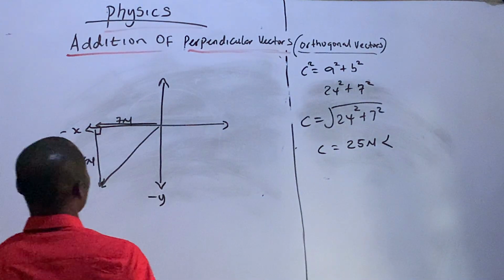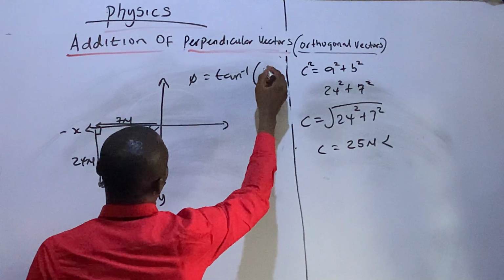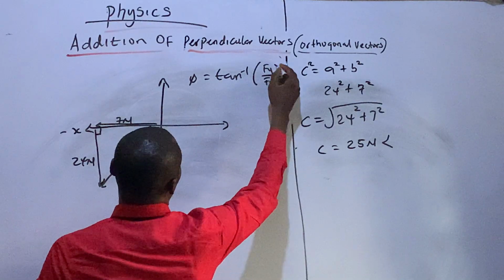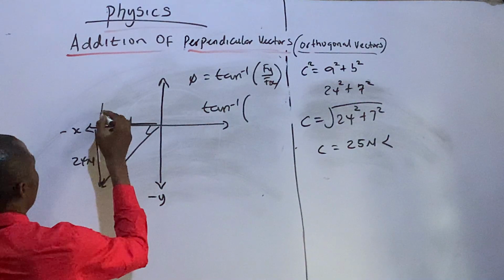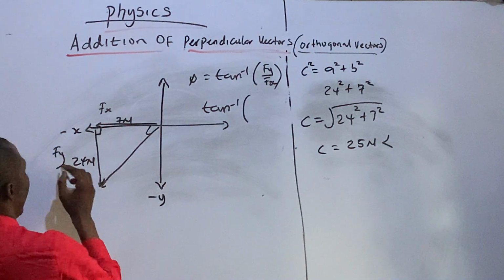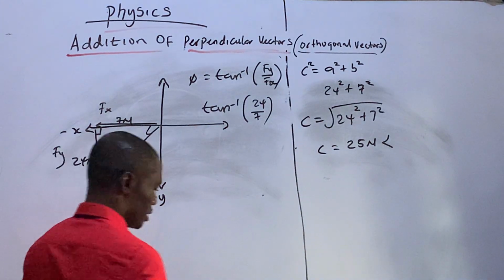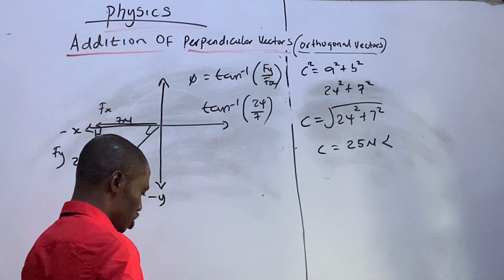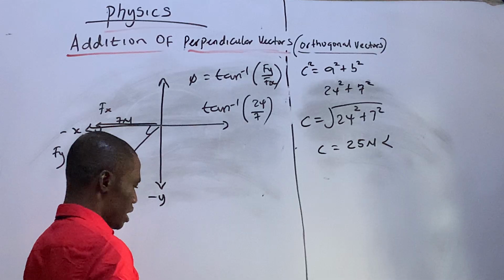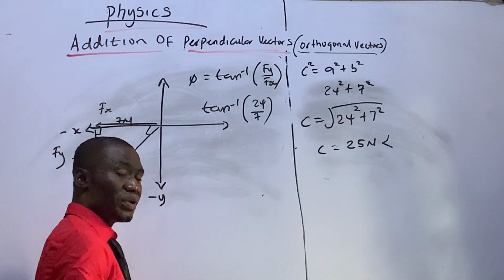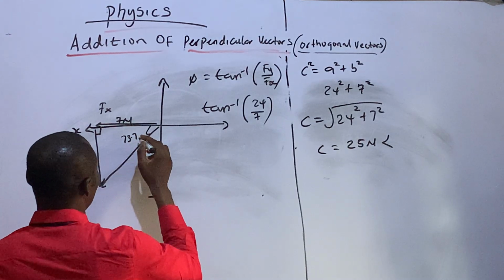Now, what's the angle? For the angle, theta is equal to the tan inverse of F_y over F_x. This is F_x and this is F_y. The tan inverse of 24 divided by 7. Let's do that. Shift tan 24 divided by 7. That's going to give me 73.739. I'm going to make it approximately 73.74.